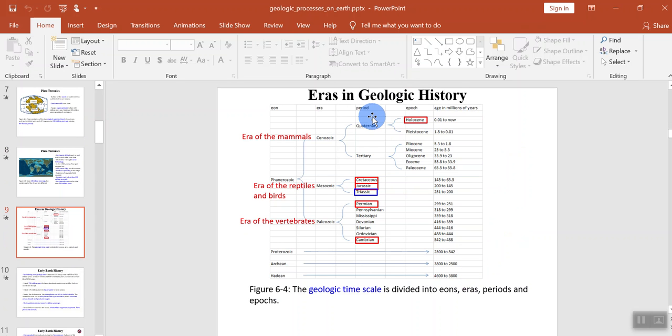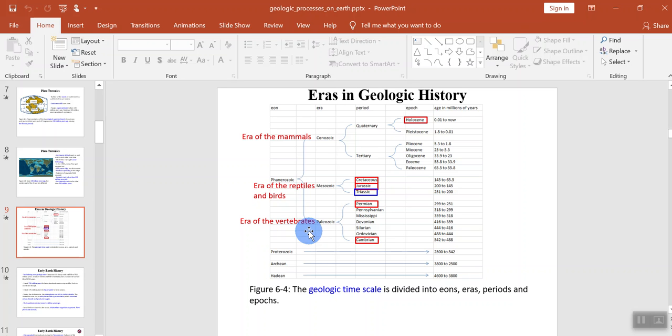Eras in geologic history. This is the geologic time scale, 4.6 billion years ago to now. So these are eras. We said that basic life started some time ago, and 500 million years ago is the first era of the vertebrates. Before that, there were no bones and no hard shells, so we don't have fossils. Then 500 million years ago to 250 million years ago is called the era of the vertebrates.